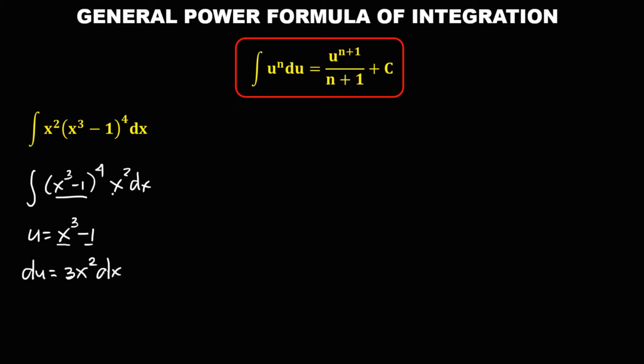Then since from the given we have this x squared dx, to solve for x squared dx, divide both sides by 3. So we have du over 3 equals x squared dx.